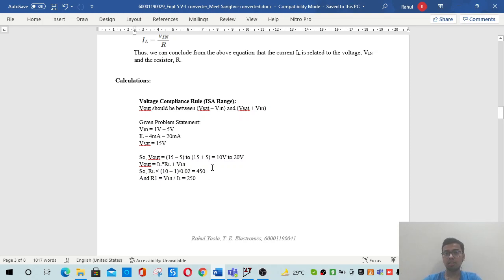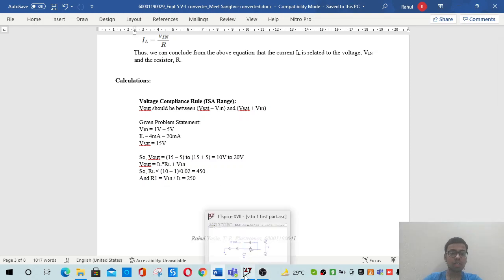Now a question arises: what if the load resistance is greater than 450? The current value that we will get will be very less when we take the load resistance beyond 450. This is what the voltage compliance rule states, and this is very crucial in determining the circuit. If the load resistance goes above 450, we can see a minimal or almost very low current compared to what it actually should. So similarly, we calculate our resistor 1 value, which is 250.